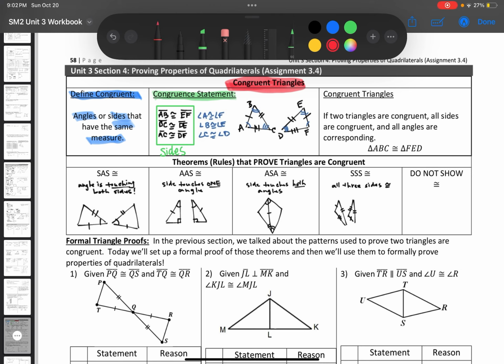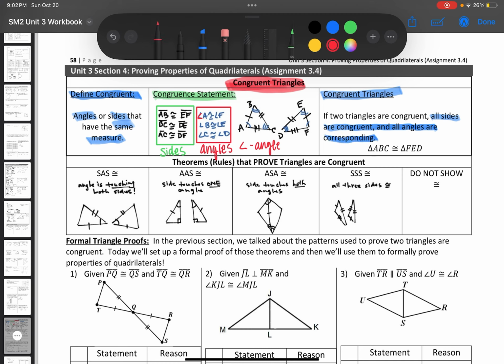But this part right here shows congruent statements to show that angles are congruent. And we know that because, remember this symbol right here? This symbol represents an angle. So just don't forget that. Then, congruent triangles: when we use that to show that triangles are congruent, if two triangles are congruent, all sides are congruent and all angles are corresponding.